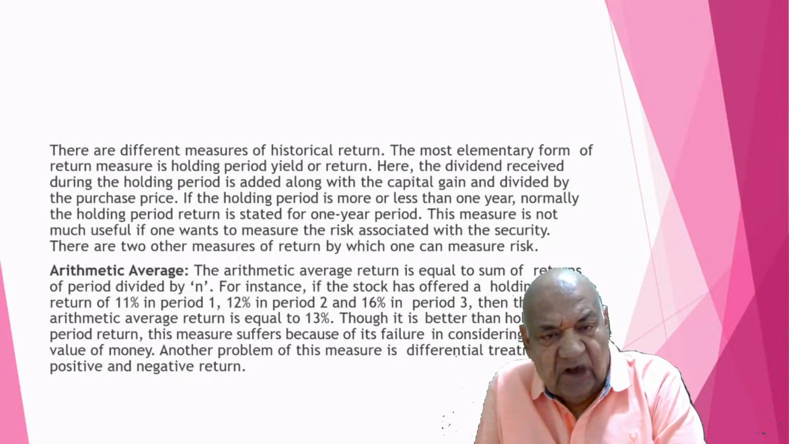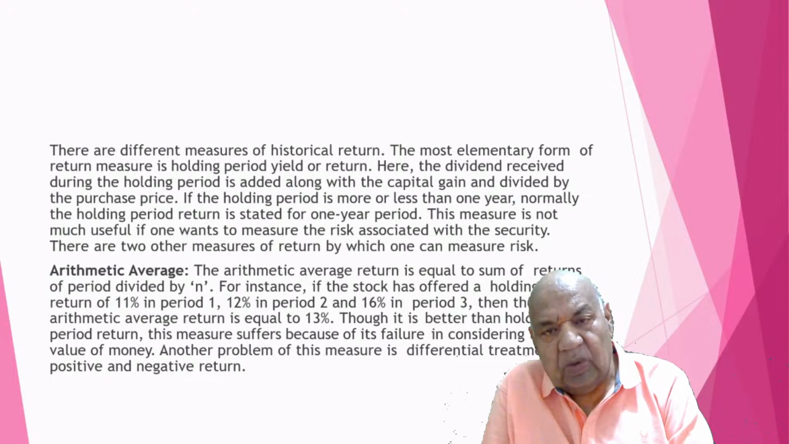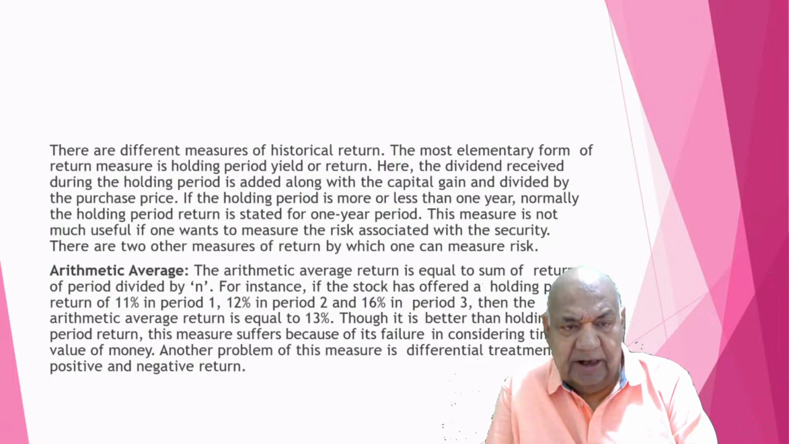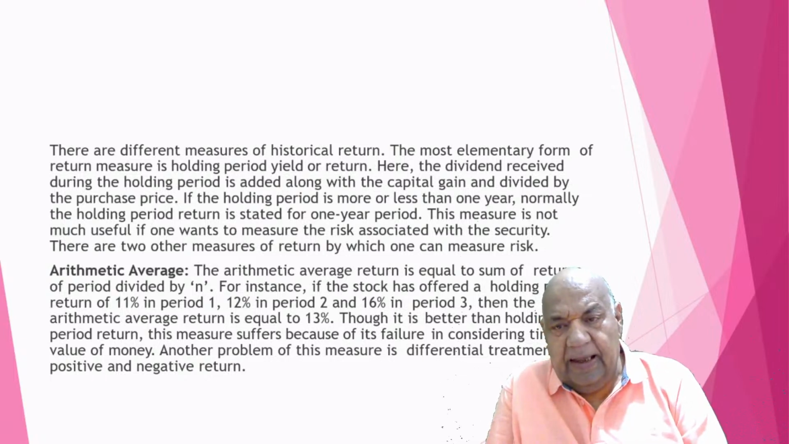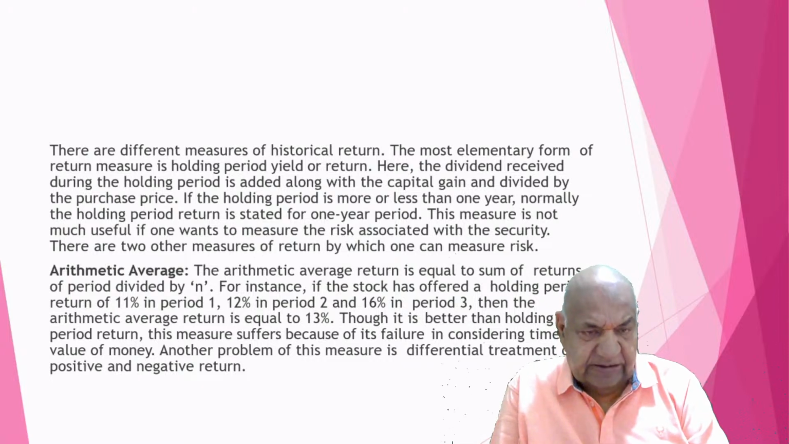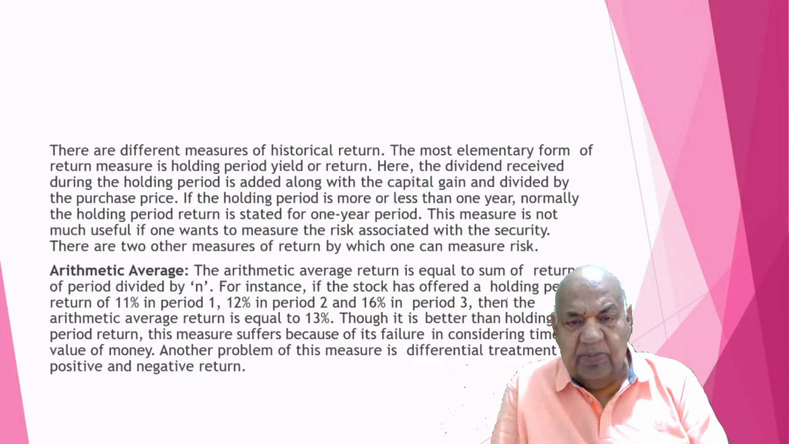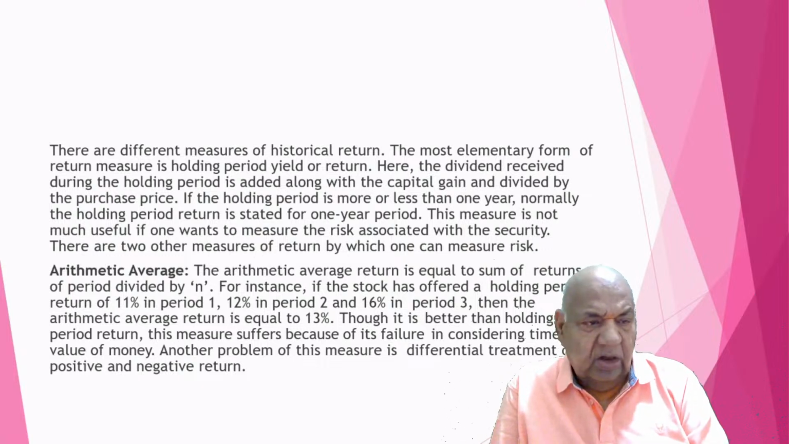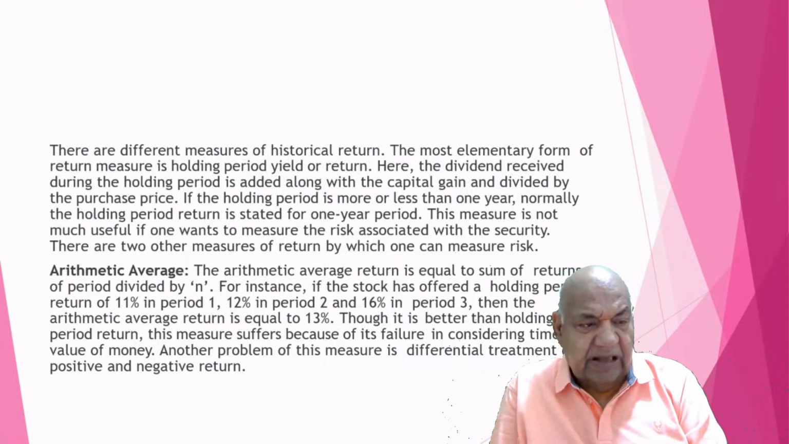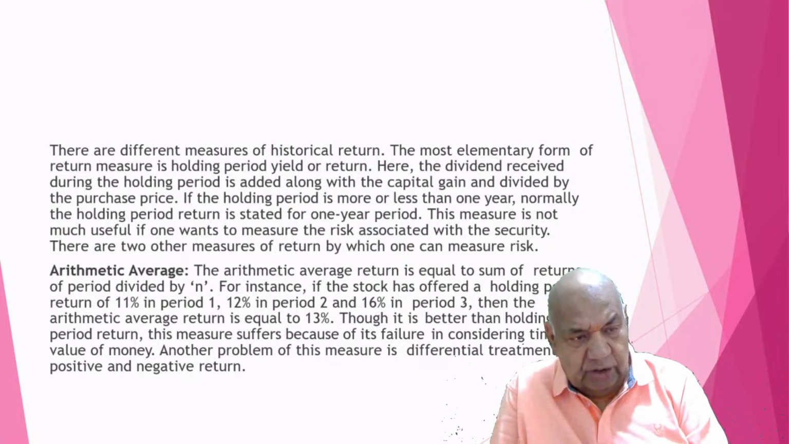There are different measures of historical return. The most elementary form of return measure is holding period return, yield or return. Here the dividend received during the holding period is added along with the capital gain and divided by the purchase price. If the holding period is more or less than 1 year, normally the holding period return is stated for 1 year. This measure is not much useful if one wants to measure the risk associated with the security.